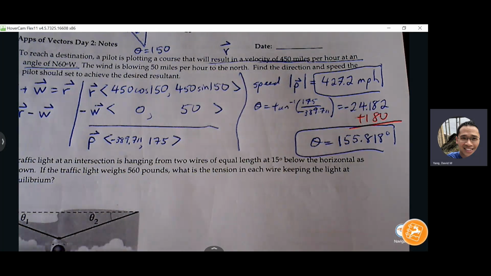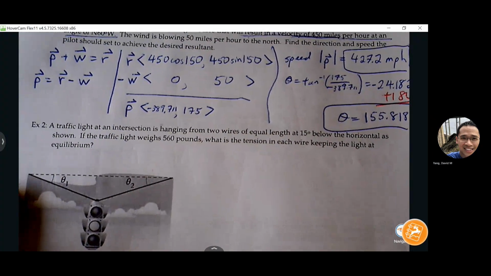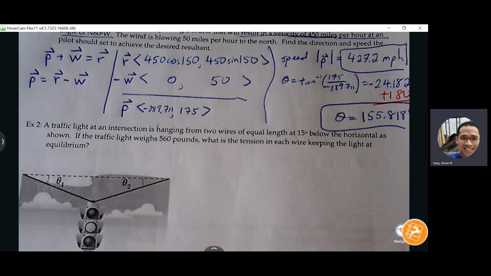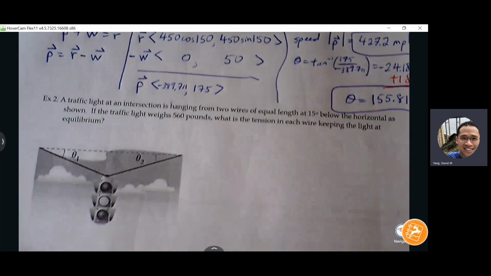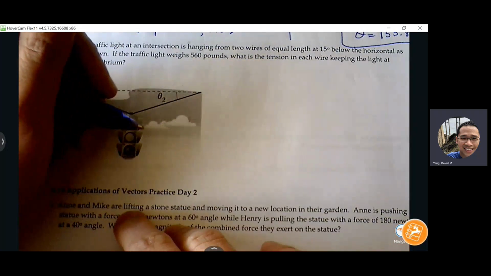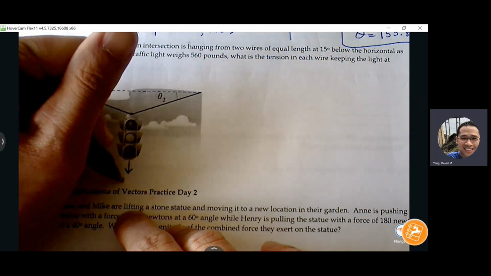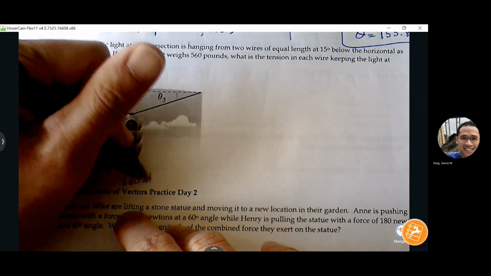Okay, example 2. We haven't seen problems like this, but I'll walk through it step by step. A traffic light at an intersection is hanging from two wires of equal length, 15 degrees below the horizontal as shown. If the traffic light weighs 560 pounds, what is the tension in each wire keeping the light at equilibrium? So let me show you how we're going to start this. We know that the weight of this traffic light is pointing downward, so that's 560 pounds.